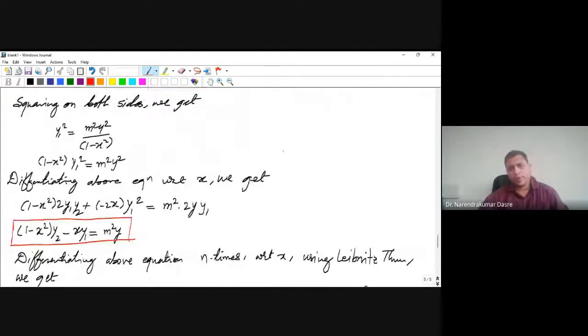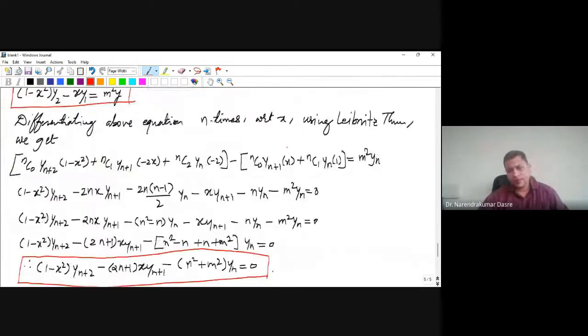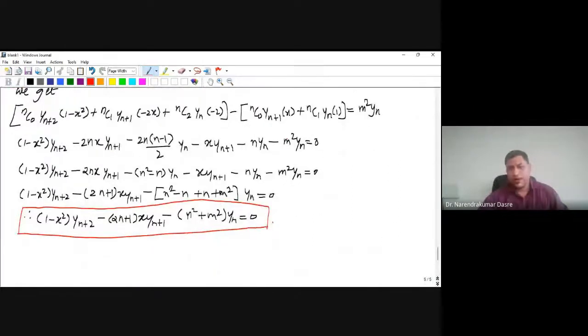As I said, our target should be clear. We wanted to find yn plus 2, so we thought of that only, and the rest of the things are in place. So is there any doubt in this example?